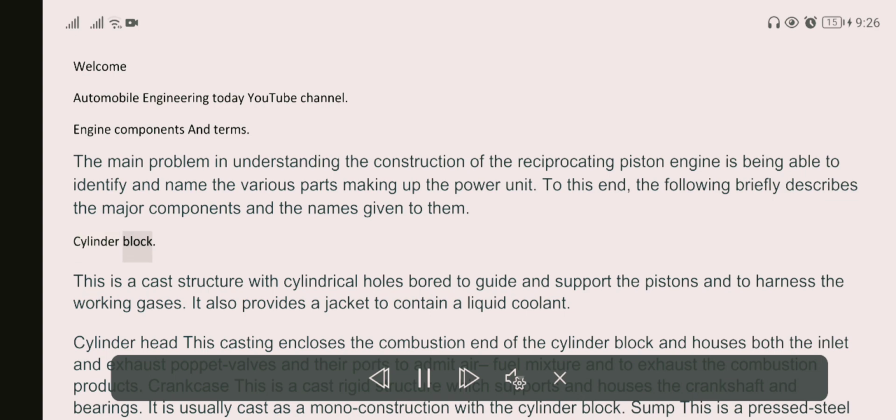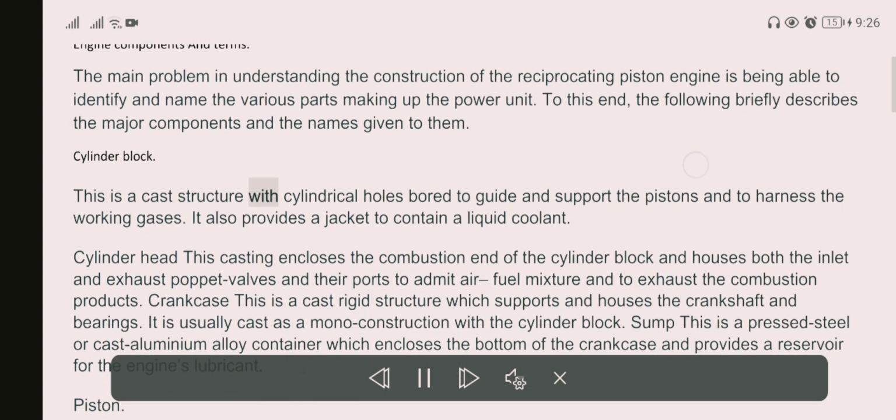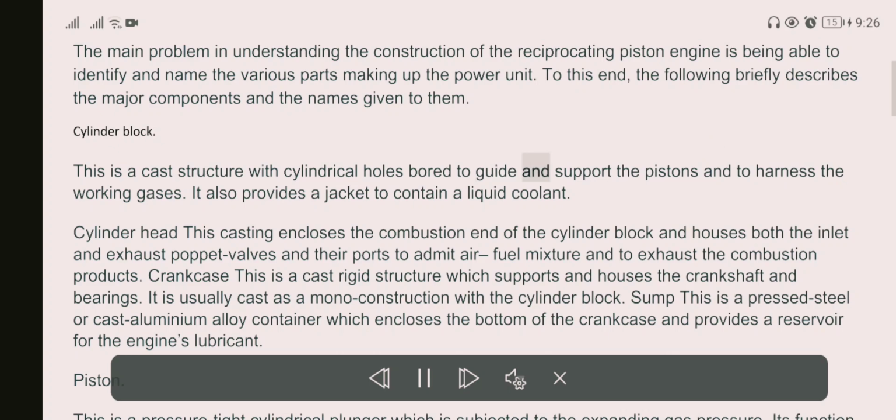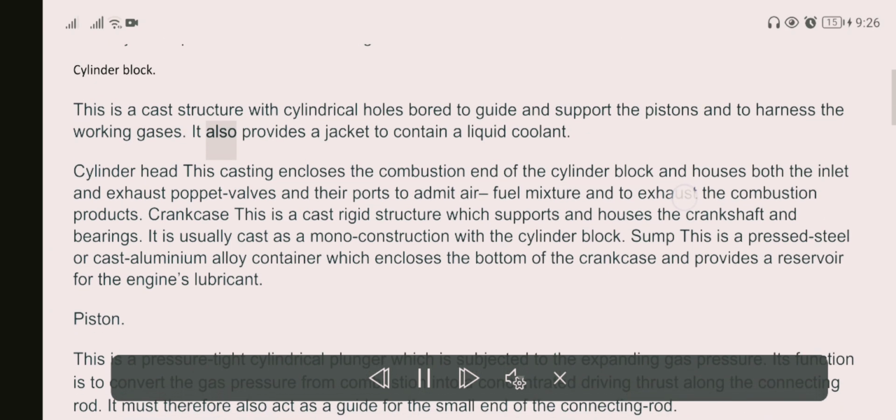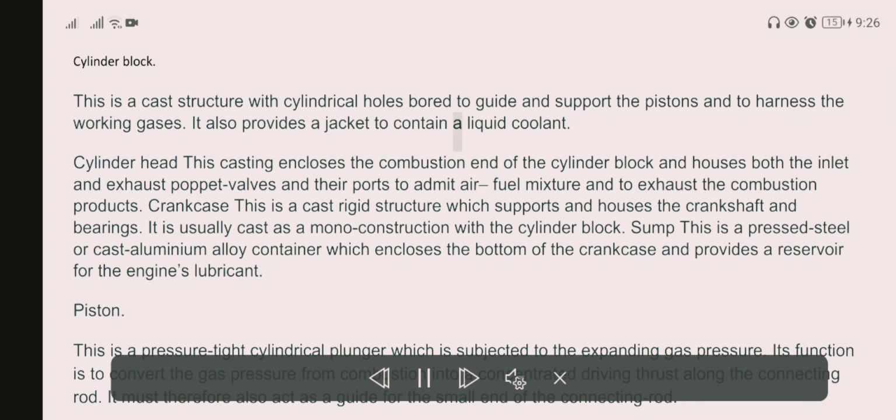Cylinder block. This is a cast structure with cylindrical holes bored to guide and support the pistons and to harness the working gases. It also provides a jacket to contain a liquid coolant.